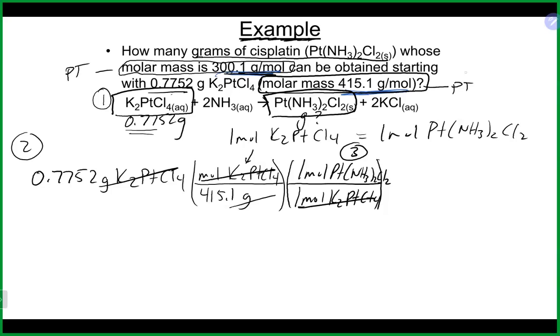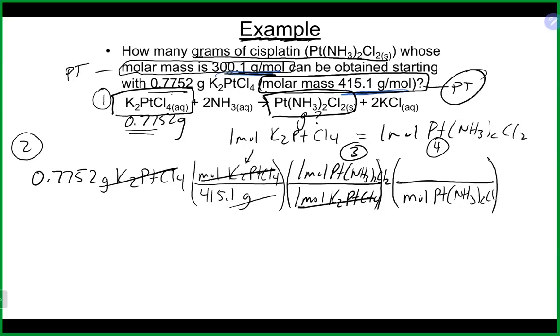And once again, if it was not given to you, you would need to go to the periodic table and grab that molar mass from the formula yourself. And we're going to finish the calculation here by doing the 4th step, which again, the moles want to cancel. So the moles of this guy will cancel. And that is 400, not 415. It is actually right here, 301 grams of this guy.